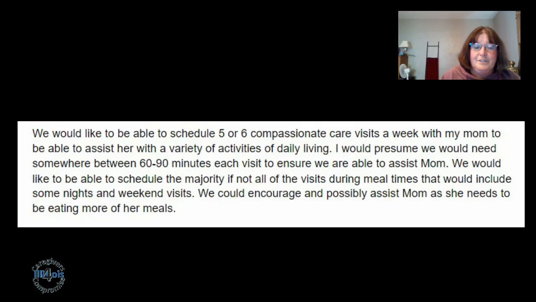The other thing that you'll see in the sample letters is that you want nights, weekends, and holiday access. Even if you only want 1 day on a weekend, they are supposed to be making some reasonable accommodations.